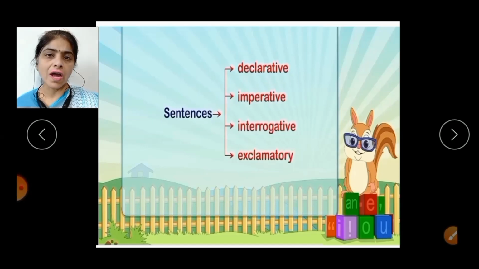So there are 4 kinds of sentences on the basis of their meanings. The first one is declarative sentence. The second one, imperative sentence. The third one, interrogative sentence. And the fourth one, exclamatory sentence. So to understand them properly, let's have each separately.